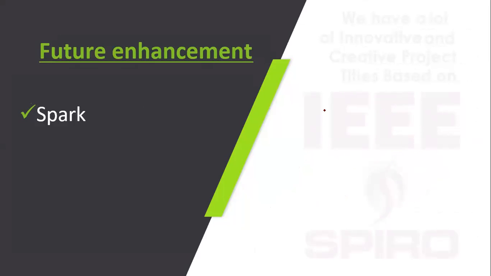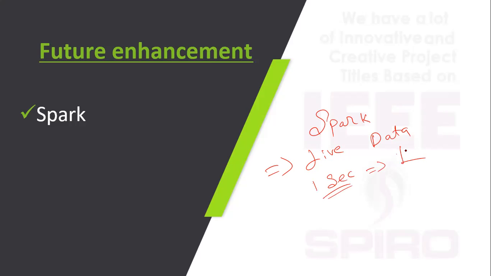And future enhancement is Spark. Spark will process anything even related to live data. That is, the data will be coming even during the time of processing. For example, the data will be coming in each second, it will be getting processed, and the result will be changing based on that. The example for live data is stock market data.